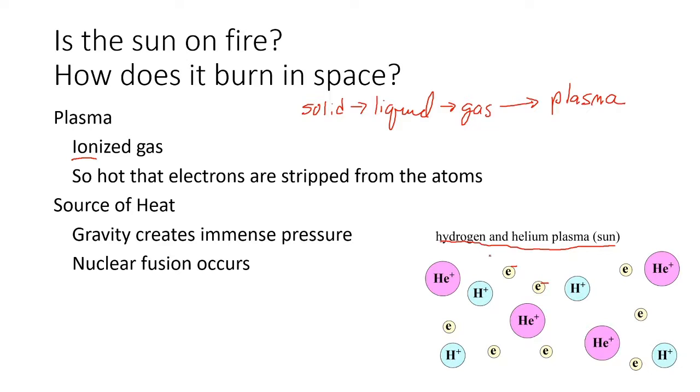Now, what's the source of heat? We've said so much of the universe is controlled by gravity. So the sun is really massive. It's pulling constantly, for 4.6 billion years, trying to contract itself, trying to pull all the matter into the center. And with this immense pressure, the atoms and the electrons are squeezed so close together that nuclear fusion occurs.